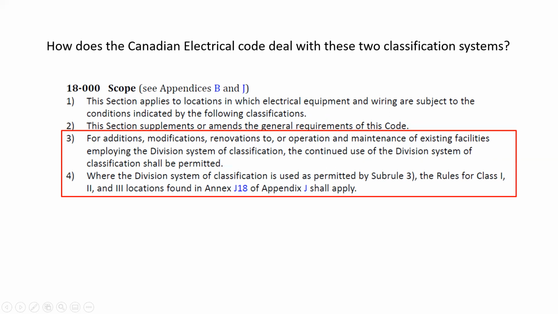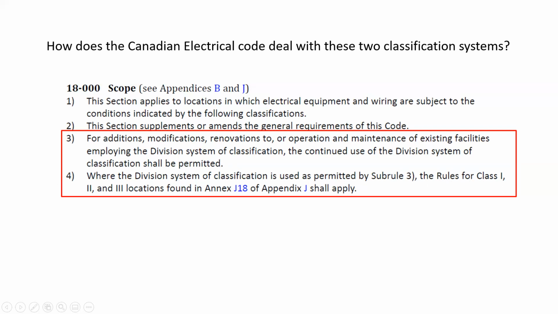Otherwise, what the manufacturer would need to do is have a full engineering study done on any additional renovation and then convert that to zone and use different equipment. It becomes a massive headache and a massive catastrophic waste of time and money. So it states here to help facilitate that in Subrule 4 that if we are using the division system of classification, we are permitted to continue with it, and the rules for the class 1 and 2 locations are found in Appendix J of the Canadian Electrical Code.